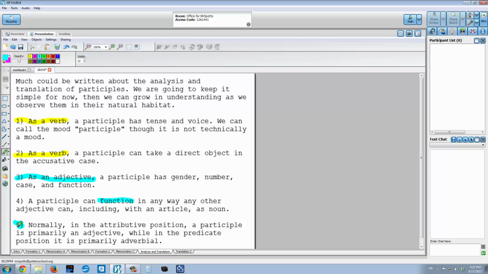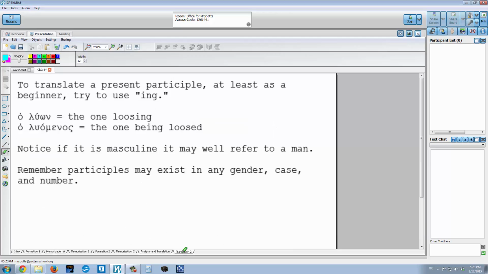Now, number 5 is a little confusing. Normally, in the attributive position, a participle is primarily an adjective, while in the predicate position, it's primarily adverbial. That's not going to make much sense until we start seeing them in some sort of context, but we will see them many, many times. Those biblical authors liked to use participles, especially the Apostle Paul, and I am fond of reminding my students that the biblical authors know Greek a whole lot better than we do. So they'll use them.